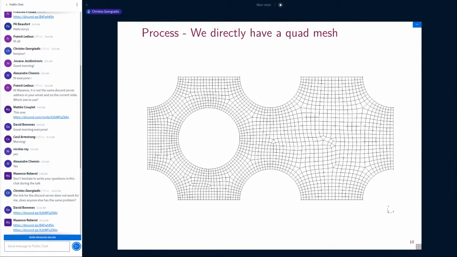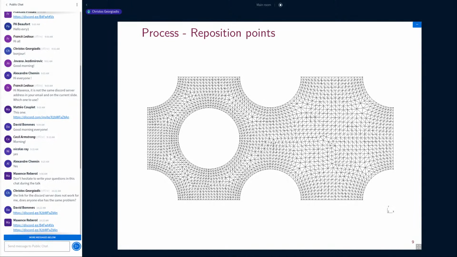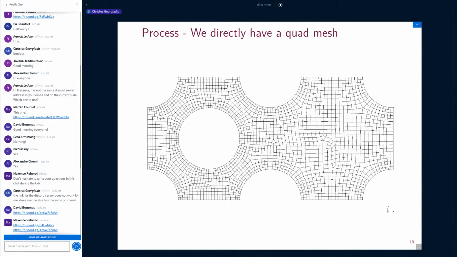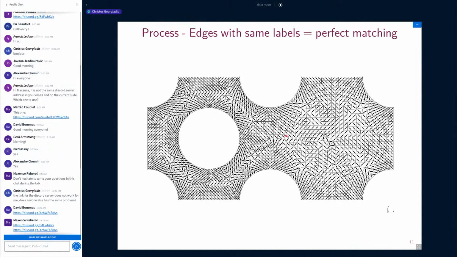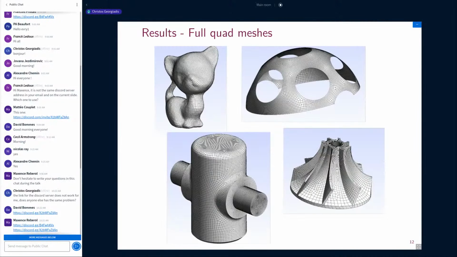So essentially what happens here is that in this step, we can just take all the edges that have the same index, and these edges are essentially the perfect matching of the quad mesh that Blossom had tried to solve. Basically, the perpendicular. Yeah, so this way we can get quad meshes very easily in a variety of examples. I mean, theoretically, it's always working.